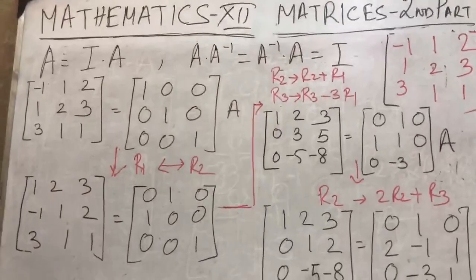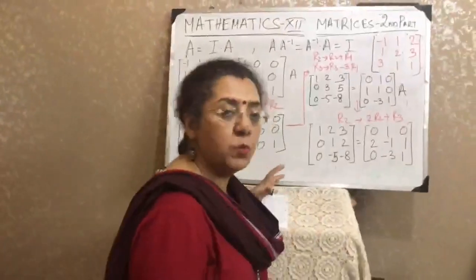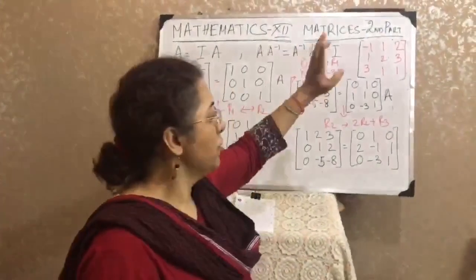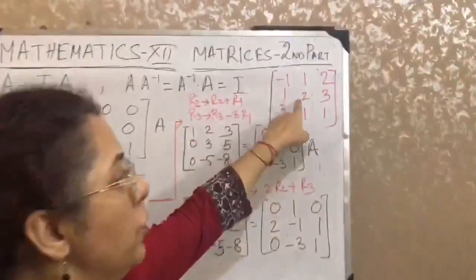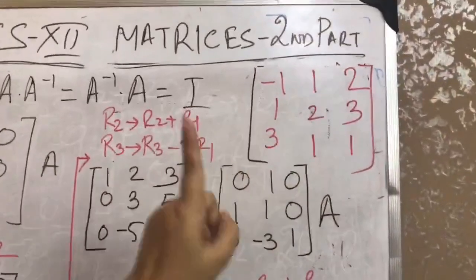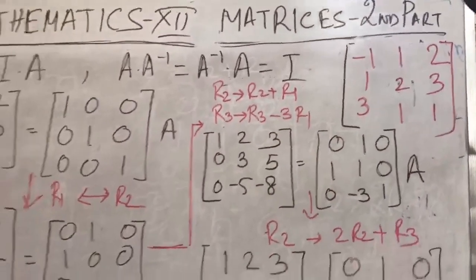Be very careful while doing this question. It's very important because many years we have seen this question coming in the board examination with 4 or 6 marks. So the question is A is equal to this matrix minus 1, 1, 2, 1, 2, 3, 3, 1, 1. Find its inverse. The question is find its inverse by elementary row operation.